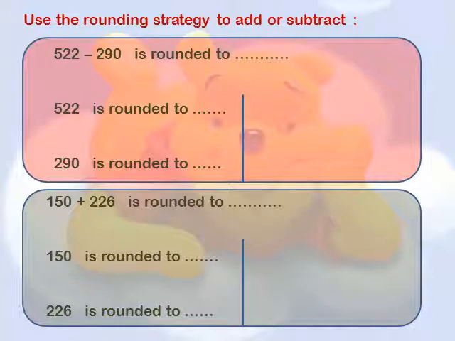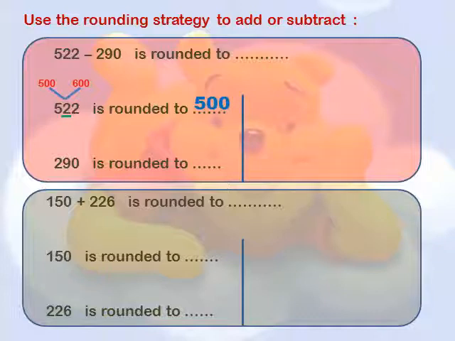Let's solve some exercises. Use the rounding strategy to add or subtract. I have 522 minus 290, rounded to what? Let's take each number alone. 522 is rounded to, yes, I'm going to put my hundreds. It's between 500 and 600. Let's look for the tens place, which is 2. 2 is weak, so it will do what? Round down to the smallest 100. So it will be what?